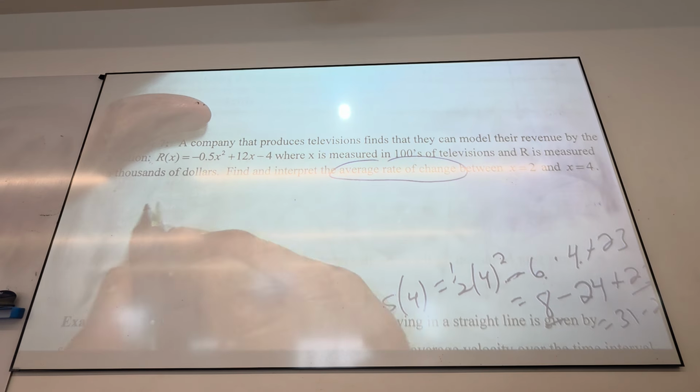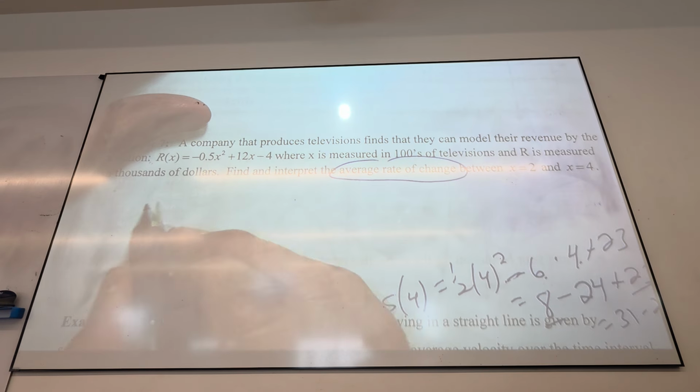In fact, let's do this. What are my 2 points? 2 something, 4 something, yes? 2 and 4 are my inputs, yes? How do I figure out my outputs? Yeah, what's R of 2 and what's R of 4?